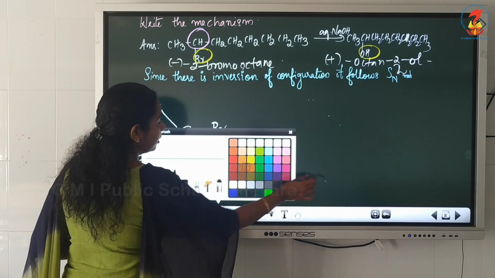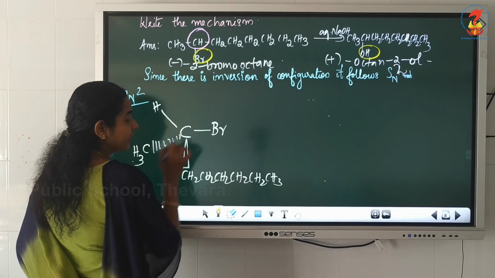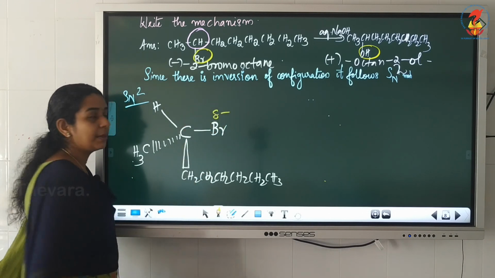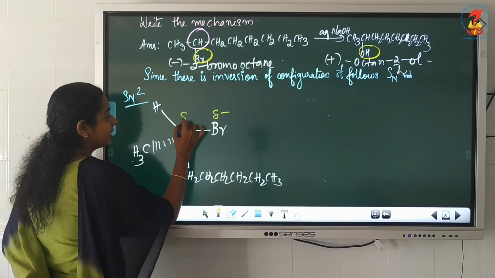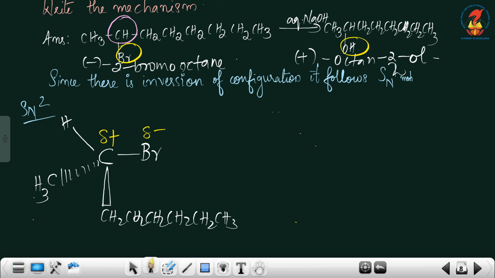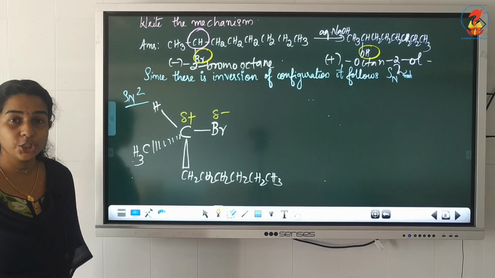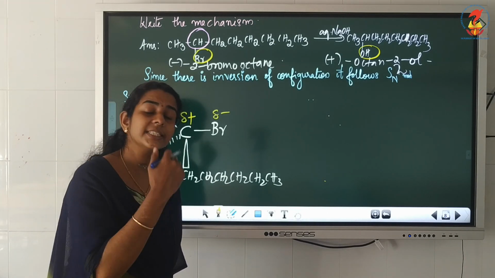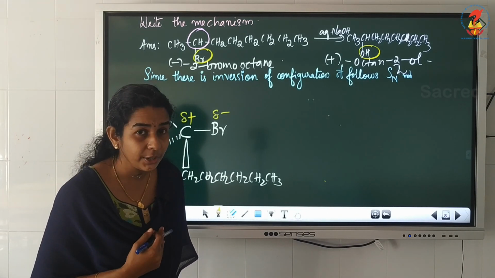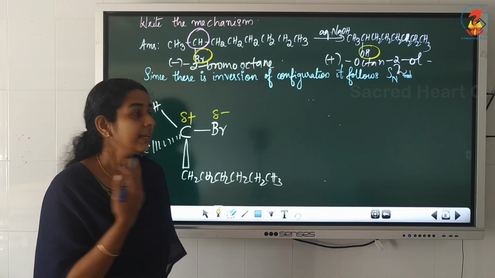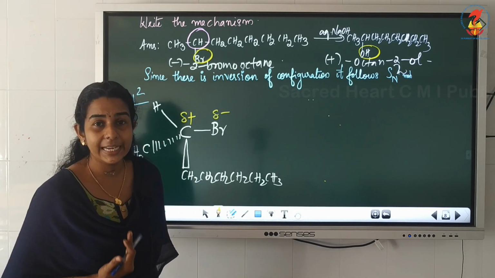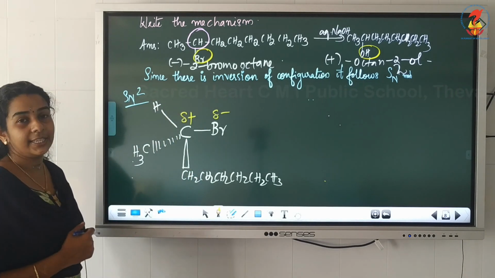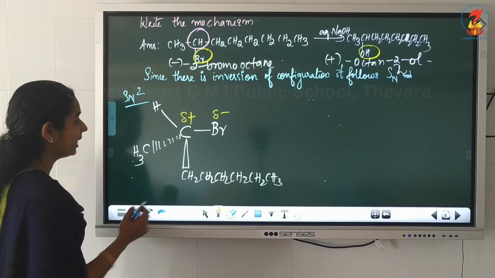Yes, first we need to write what? The polarization of the C-X bond. So we know that bromine is highly electronegative, so that gets a partial negative and carbon gets a partial positive charge. And since it is following the SN2 mechanism, the nucleophile will be attacking from the back side of the leaving group. Which is the leaving group? X minus, or here X is bromine, so Br minus is the leaving group. And the nucleophile is OH minus here, because the reagent is aqueous NaOH.